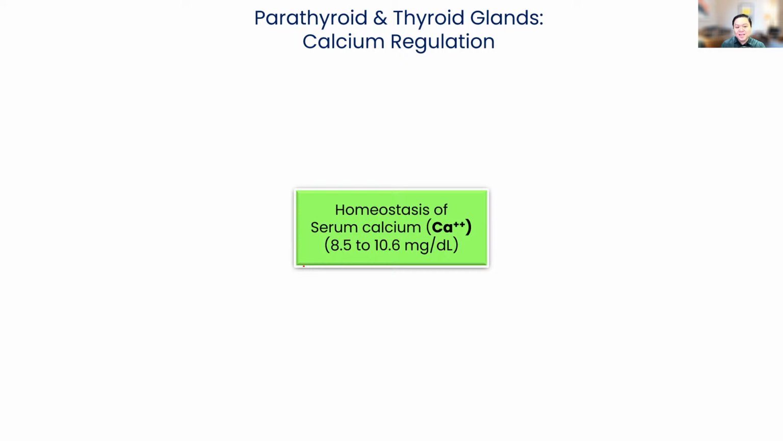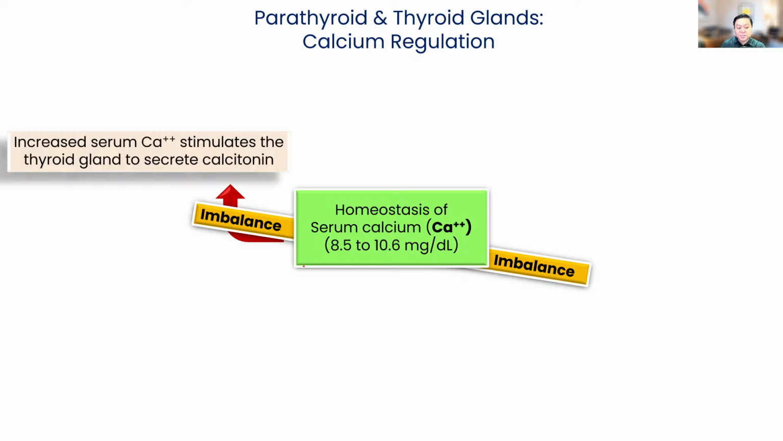However, whenever there is an imbalance, for example, if there is hypercalcemia, if the patient's serum calcium level gets way too high, this will stimulate the thyroid gland to release calcitonin. All right, so where is this calcitonin coming from? This is produced by the thyroid gland, and this is only released in response to a condition such as hyperthyroidism.